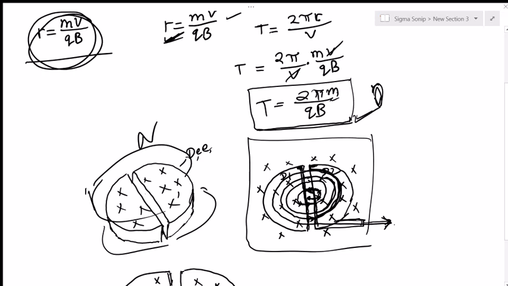And this time tells us after what time we have to change the polarity. So this is the time taken to complete one circle, and it means that is when we have to change the polarity.